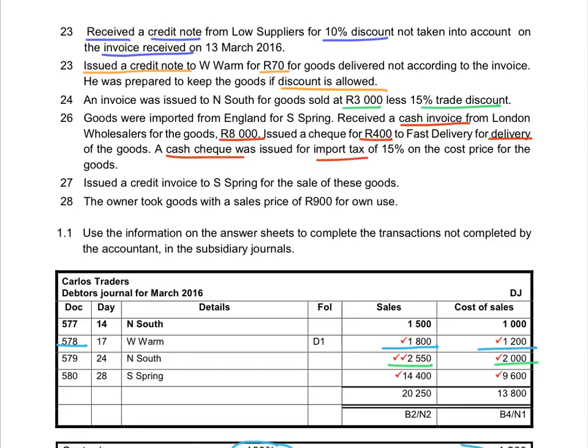When we buy goods, the cost price of the goods plus any expenses paid from the day that we buy it until it's delivered to our premises will form part of the cost price of the goods. Therefore, the cost price of 8,000, the delivery cost of 400, and the import tax will form part of the cost price of inventory. When we calculate this import tax, we will not calculate it on the delivery fee, it is calculated on the cost price. So the 15% will be calculated on the 8,000 Rand.